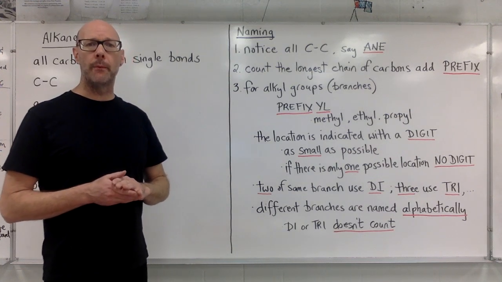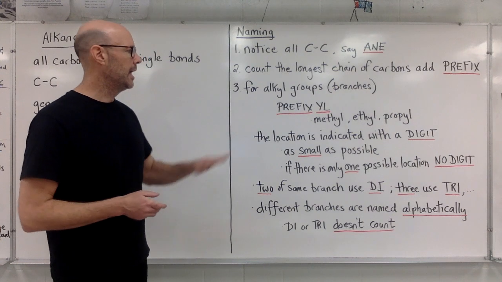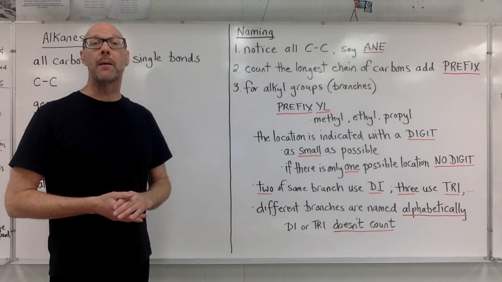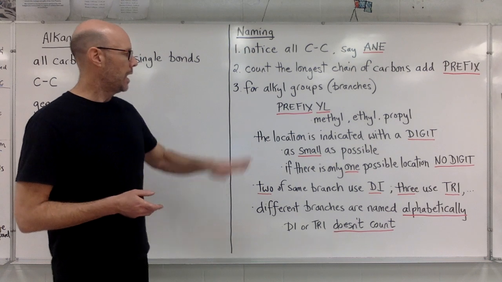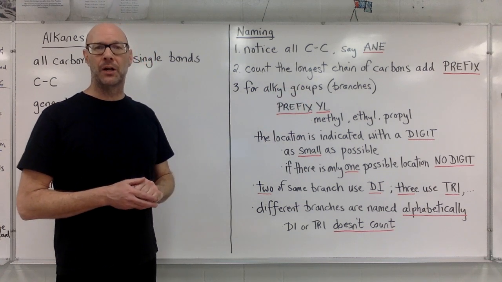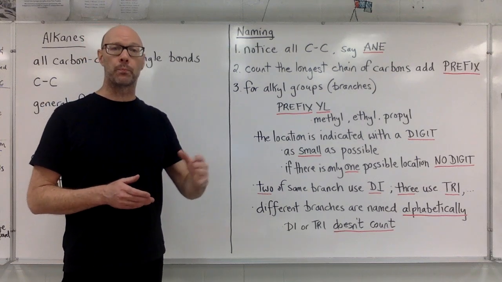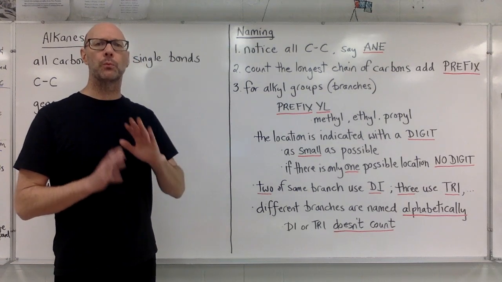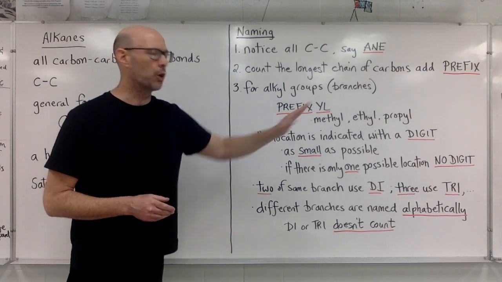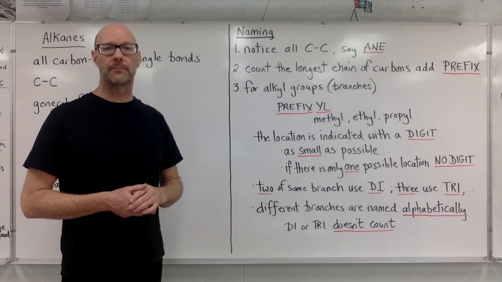It's going to be very common for us to see extra carbons around the longest chain. These are called alkyl groups. We usually just call them branches for short. Alkyl groups are going to have a prefix followed by YL. So these are going to be names like methyl or ethyl or propyl. If we start to see butyl, we probably want to double check our counting of the longest chain. Prop is already a little bit unusual for us as a branch length.